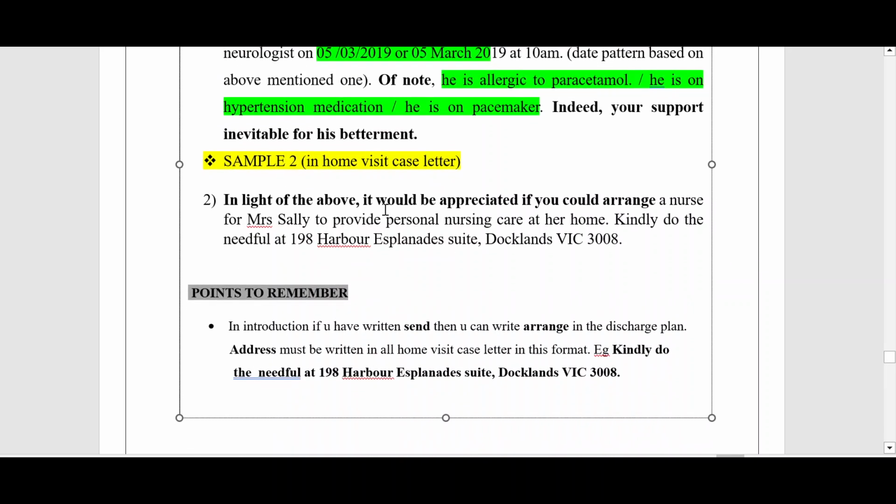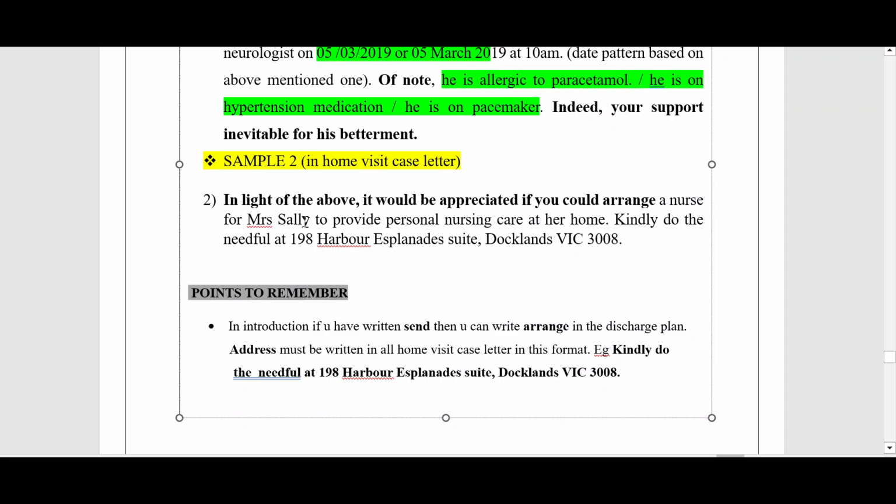And then the home visit case letter: in the light of the above, it would be appreciated if you could provide, or if you could arrange, or if you could send. If you have written arrange here, then maybe in the introduction you have written provide. If you have written send a nurse or provide a home visit nurse in the introduction, you should not write that again here. You should change it to arrange or send a nurse.